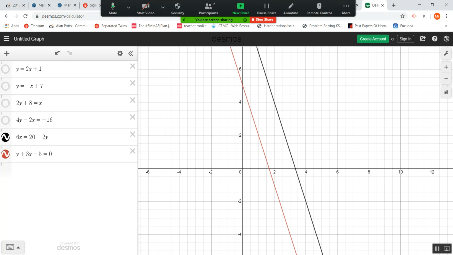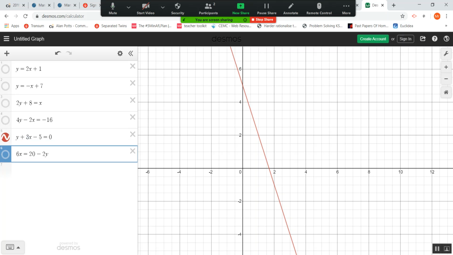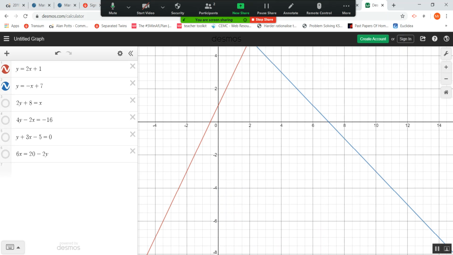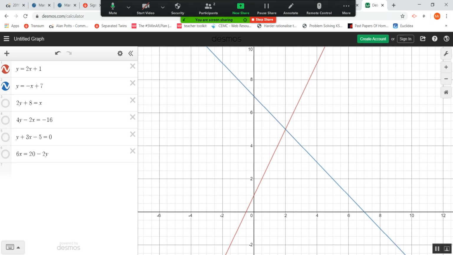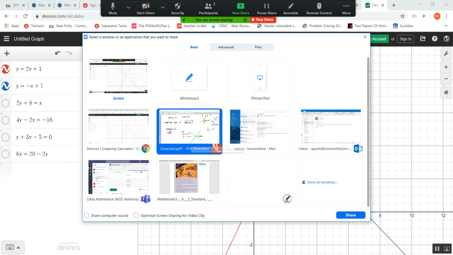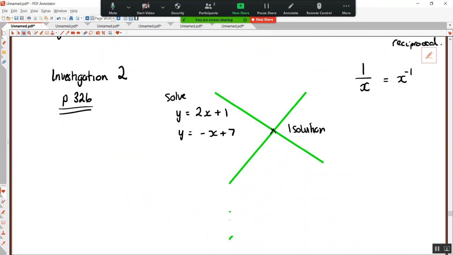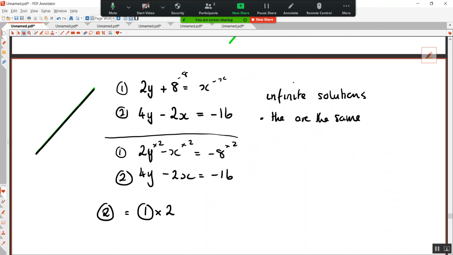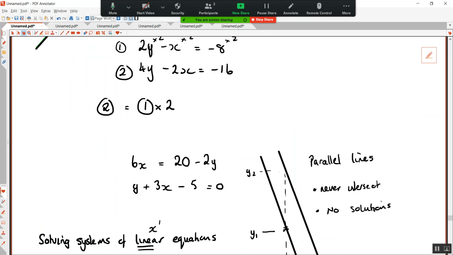Okay, so we've got three situations. If they're parallel, there are no solutions. If the lines are the same line, there's an infinite number of solutions. And if the lines have different gradients, so they're not parallel, we have one solution. So that's what we were looking at. So if I go back to the notes, we looked at that and said, right, infinite solutions, they're the same. We went through this, and I'll go through it again separately with you now.